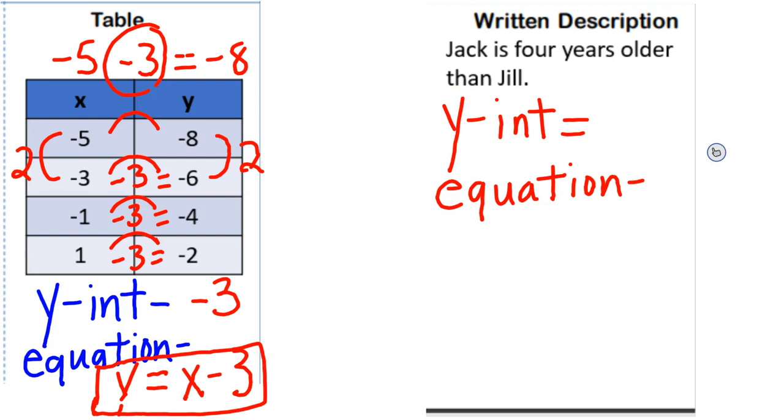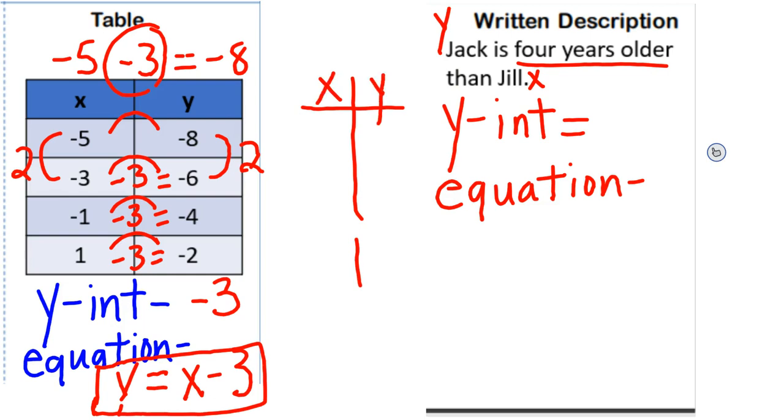All right, for this problem, we're given information that Jack is 4 years older than Jill. So he's 4 years older than Jill. And Jack, we're going to represent by y, and Jill is going to be x. Okay, because Jack is 4 years older than Jill. So again, our y-intercept, if we wanted to make a table to represent this, this would mean before Jill was even born, Jack was 4. Okay, so this is Jill, and then y would be Jack.